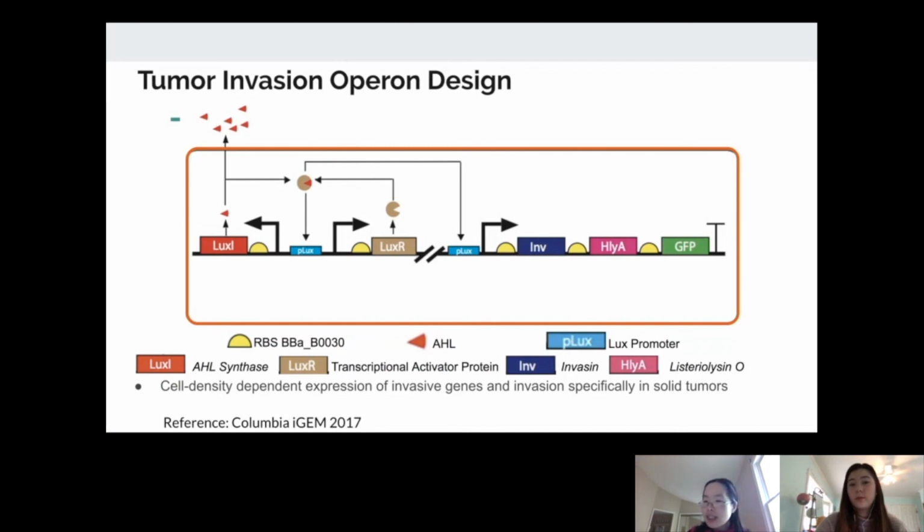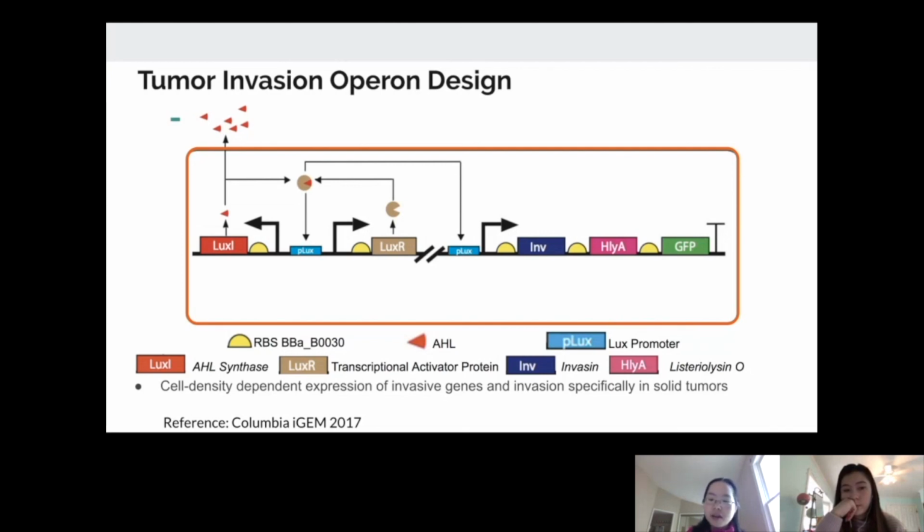But when my team and I read this study, we were thinking, well, why can't we make it more specific? Because it's still a little bit non-specific in that even though there's higher density near cancer cells, there can still be some of this stuff floating around, and that's probably not good. So let's put a regulator on this.